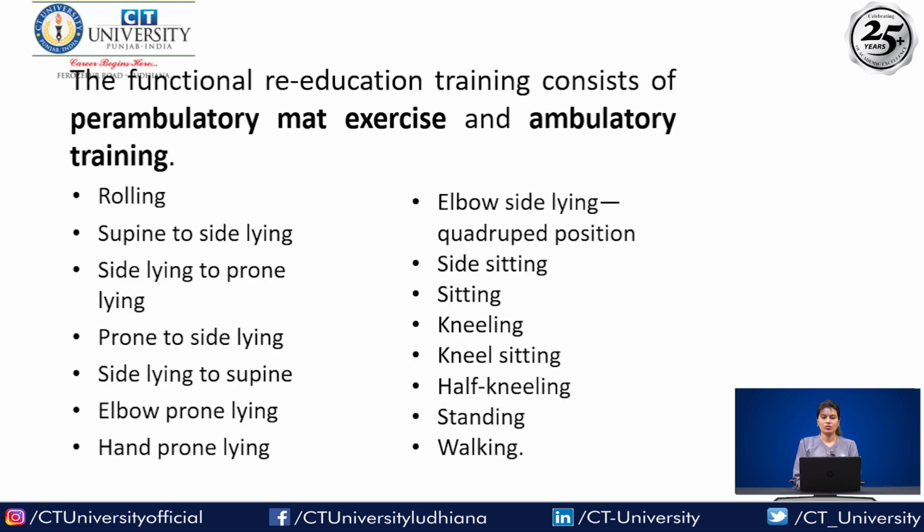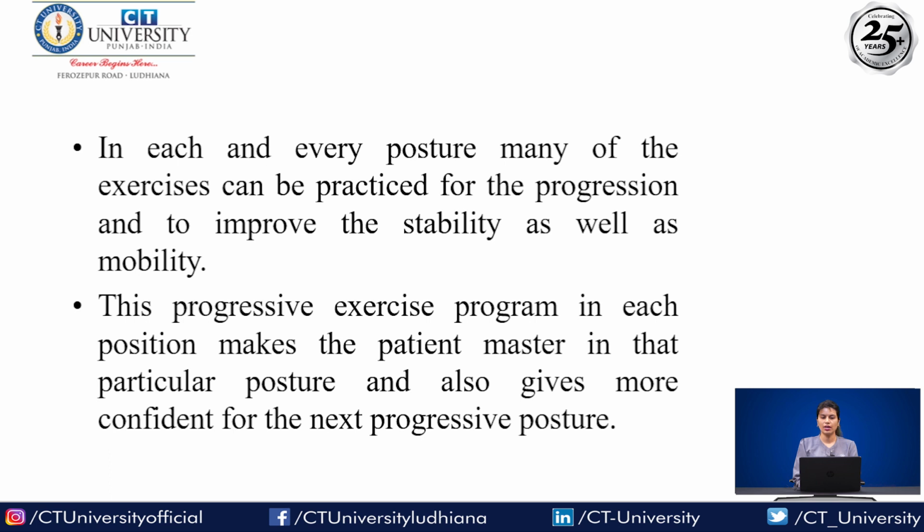Now, what does functional re-education training consist of? It consists of pre-ambulatory mat exercises and ambulatory training. That will be rolling, supine to side lying, then side lying to prone to side lying to supine, elbow prone lying, then hand prone lying, then elbow side lying, quadruped position, then side sitting, sitting, kneeling, kneel sitting, half kneeling, standing and walking. In each and every posture, many exercises can be practiced for the progression, and for which purpose? To improve the stability as well as mobility.